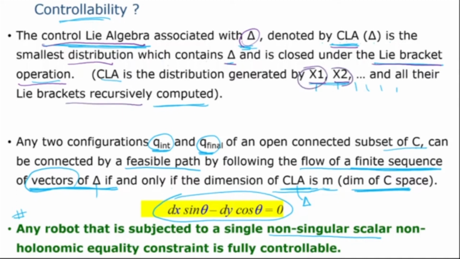We have seen what x1, x2 are. Now any two configurations Q initial to Q final of an open connected subset of C can be connected by a physical path. That means it can go from Q initial to Q final by following the flow of a finite sequence of vectors of delta if and only if the dimension of CLA is M. That means the dimension of the control Lie algebra is equal to the dimension of the C space. In that case, the system is fully controllable. This is what it is saying.